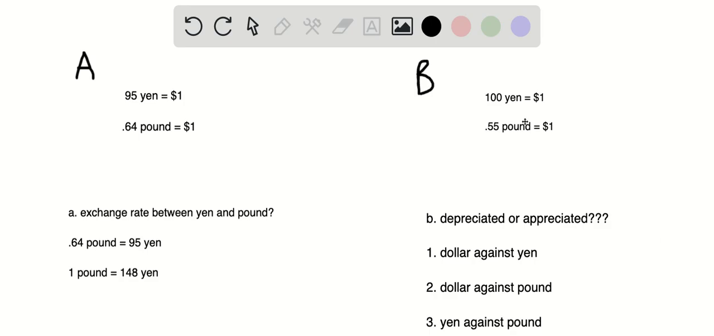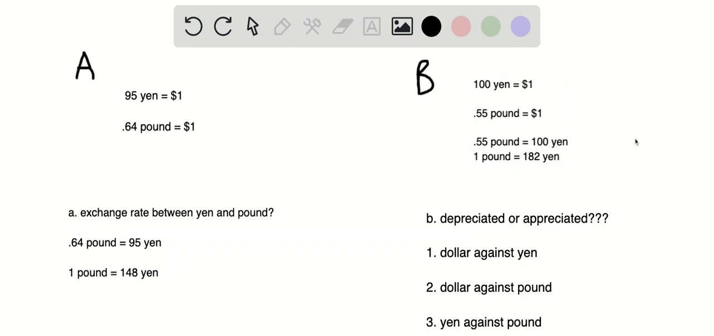All right, so to solve these problems, let's first find the new exchange rate also from pounds to yen, right? So all we're going to do is divide, so if we say we have 0.55 pounds is equal to 100 yen, and we divide both sides by 0.55, we're going to get that 1 pound is equal to 182 yen. All right, so now that we have these exchange rates, we can see what has changed.